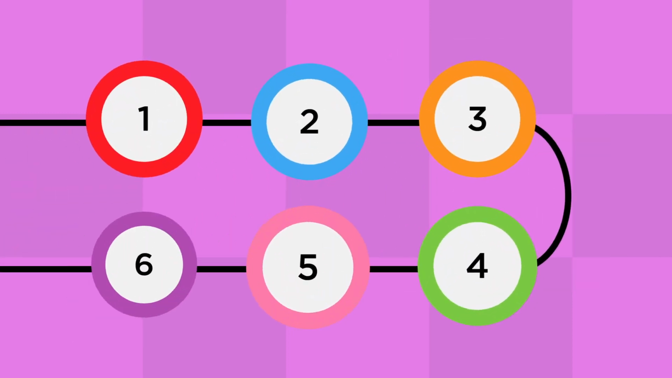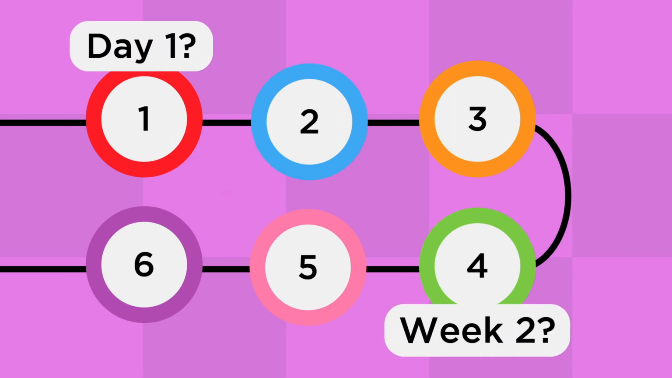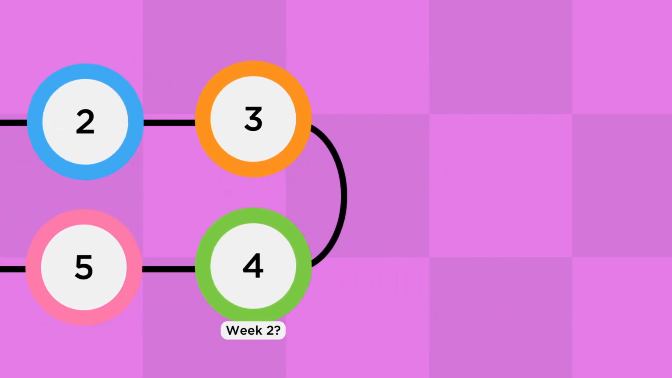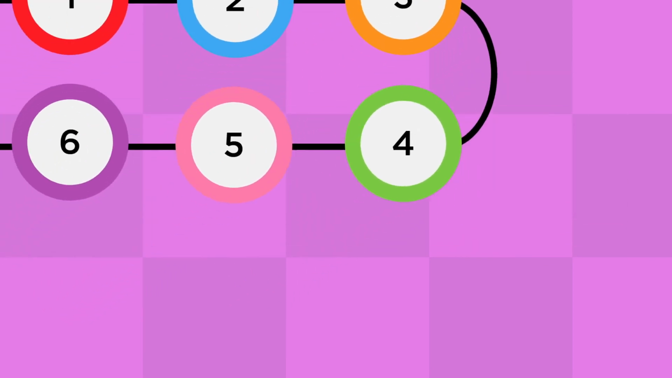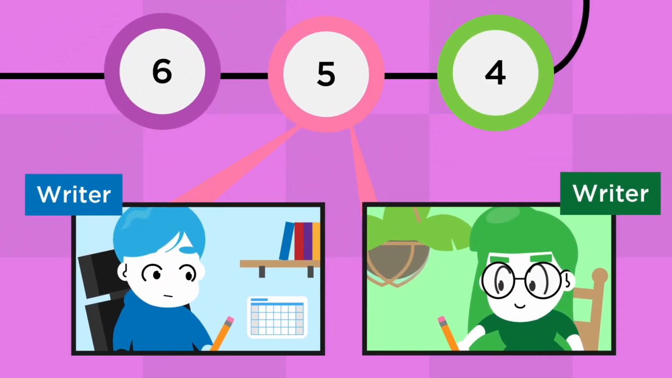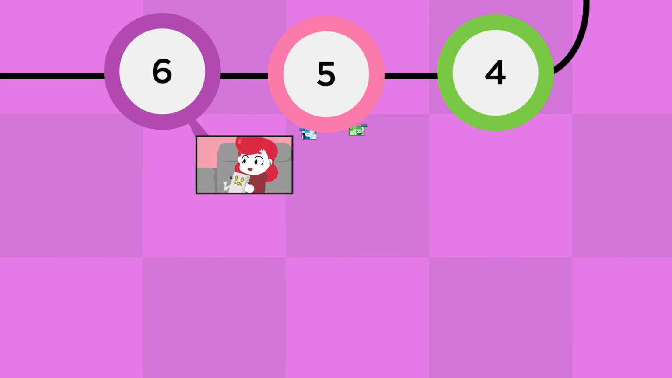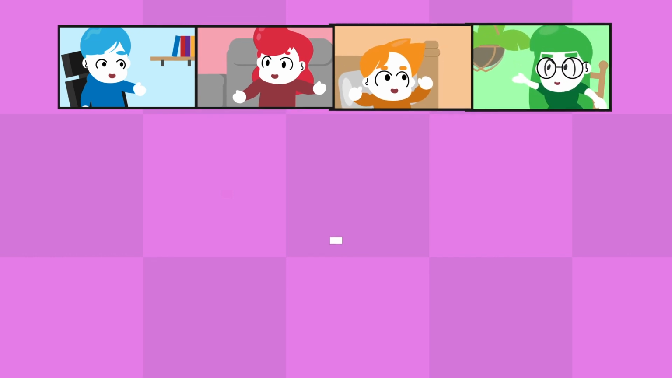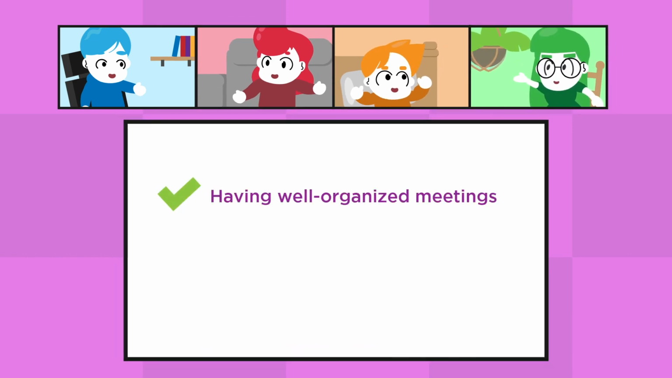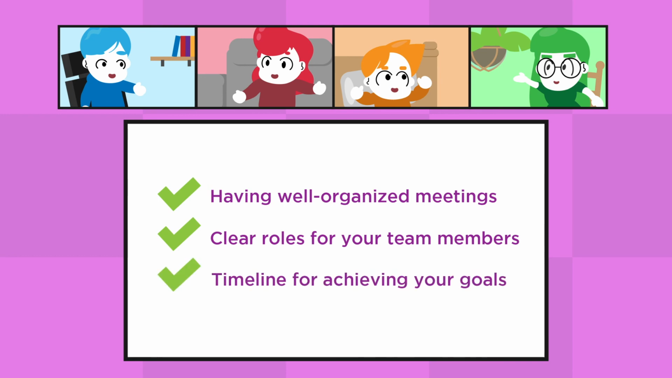Once you all agree on that, plan out the various stages that will get you there, including when each stage should be completed. For example, what research do you need to do, and when do you need to have it done? When does everyone need to have finished writing their individual parts before editing? When does your prototype need to be ready for testing? Meeting online can sometimes feel a bit disconnected, but having well-organized meetings, clear roles for your team members, and a timeline for achieving your goals can help keep things on track.